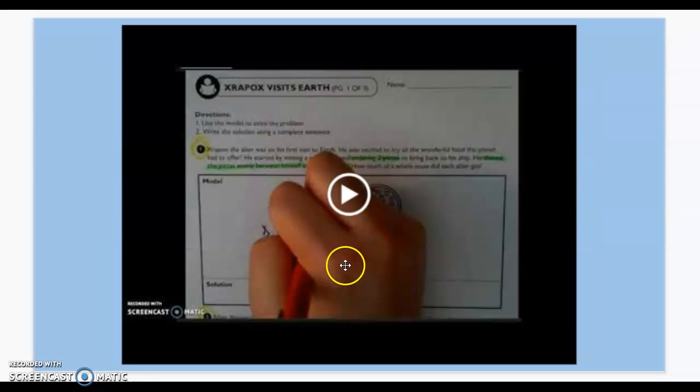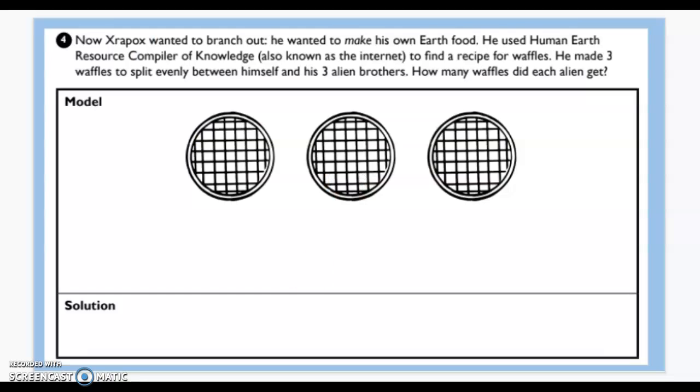So I have a video here for you explaining what this looks like. And then you guys are going to model doing that. So in this video, you have an alien and he wants to make his own Earth food, and he's going to be splitting up these waffles between himself and 3 of his alien brothers. So he's going to be splitting up 3 waffles between 4 different people.